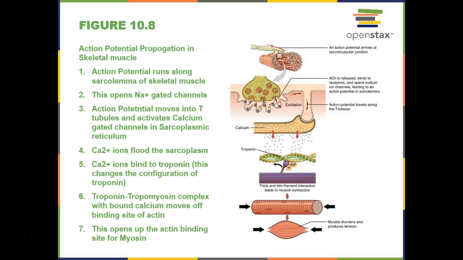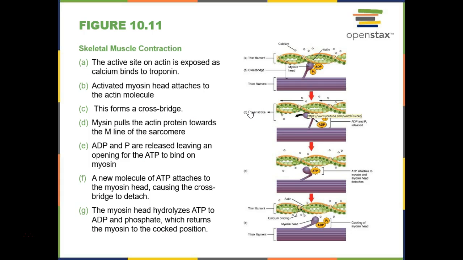Tropomyosin sits right over the myosin binding sites on actin, and troponin sits on top of the tropomyosin. When calcium binds to the troponin, then troponin and tropomyosin change configuration and they move off the actin molecule, not the calcium, I'm sorry. They move off the actin molecule binding sites, and this allows myosin to be able to bind to the myosin binding sites. So this leads us to the actual muscle contraction.